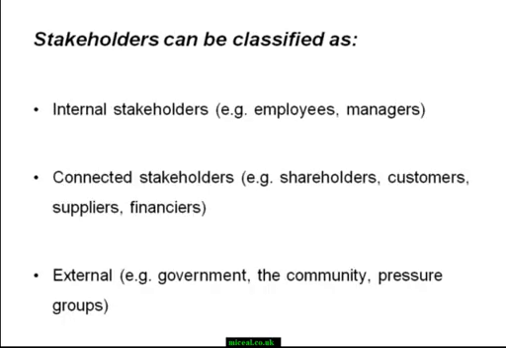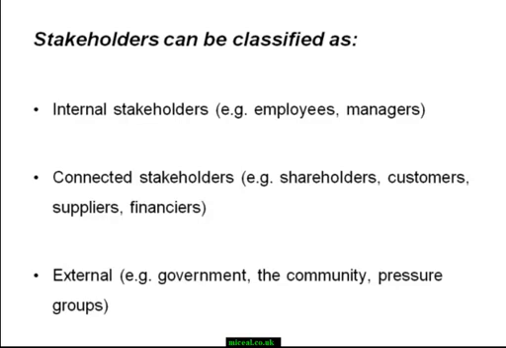Now, we can classify stakeholders according to their position in relationship to the organization, relationship to the firm or to the general organization. The first classification we may make is that of an internal stakeholder. For example, an employee or a manager. These are obvious stakeholders because they're interested in the direction, the role, the performance, the behavior of the firm, of the company.